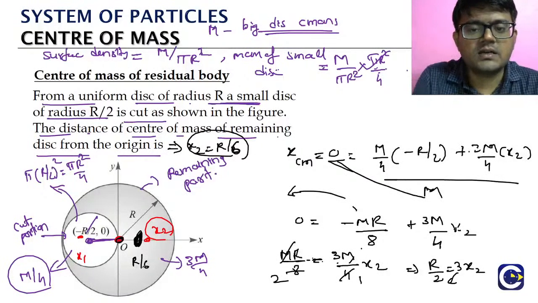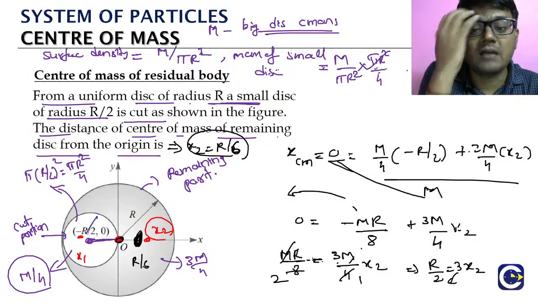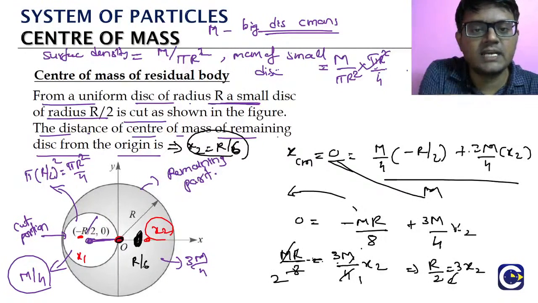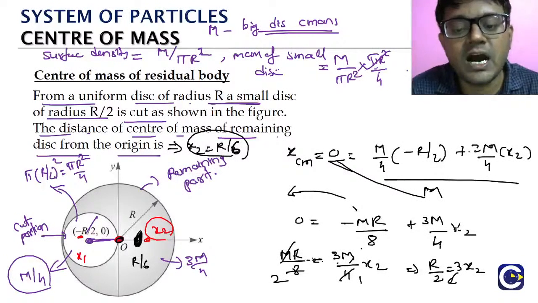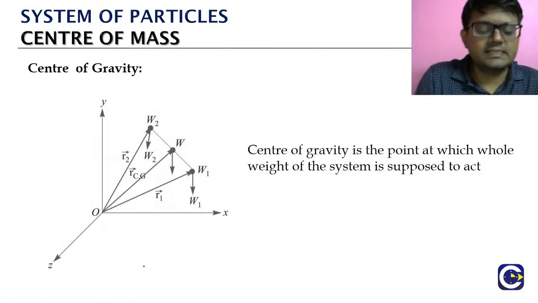So the center of mass of the remaining portion will be at a distance of r by 6 from the center of the original disk. And the center of the original disk is what we took as the origin. From the center of the original disk, it is at a distance of r by 6. Okay? So next, see, center of gravity.